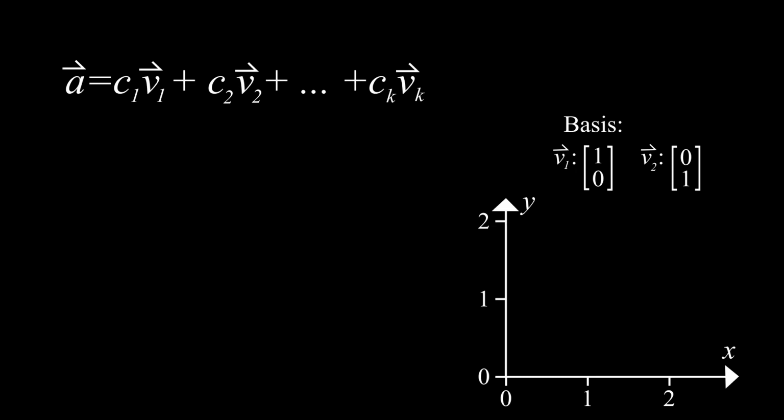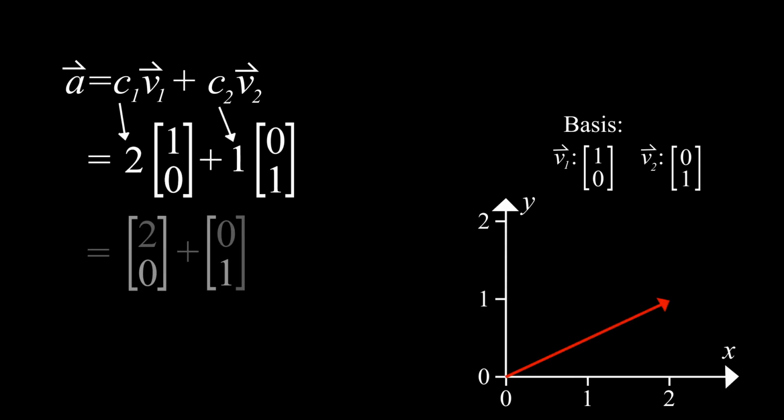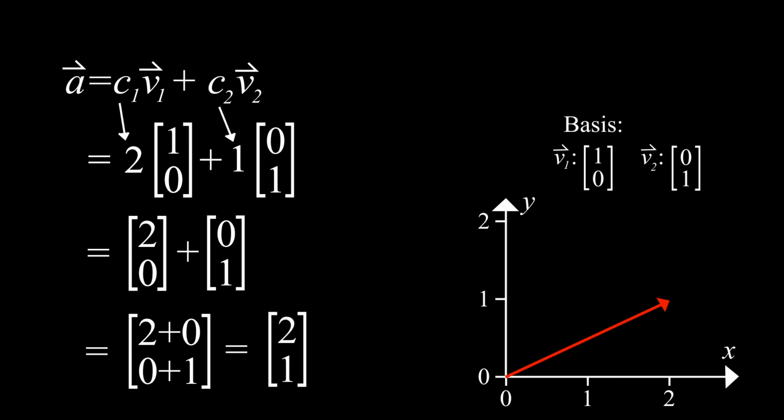This is the formula to calculate the standard coordinates of a vector in another basis. Though this formula can accommodate as many dimensions as necessary, we can stick to 2 dimensions, which is the easiest to visualize with a graph. For example, if we have the vector 2, 1, that means we move 2 times 1, 0 and 1 times 0, 1.